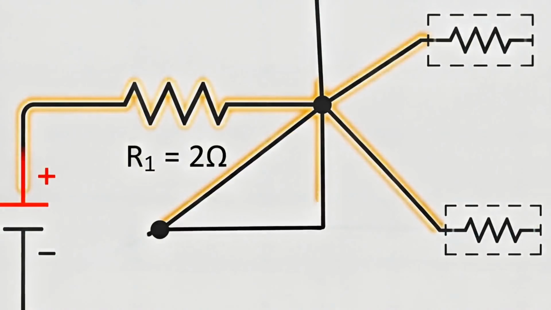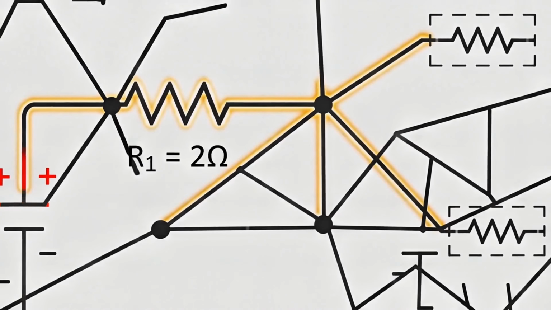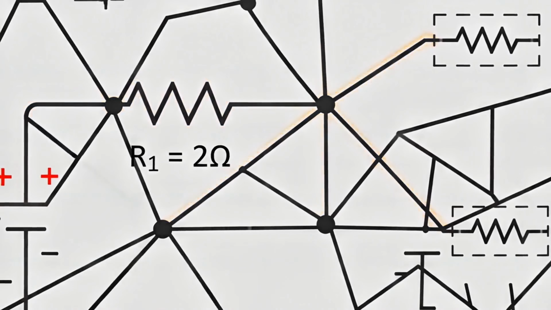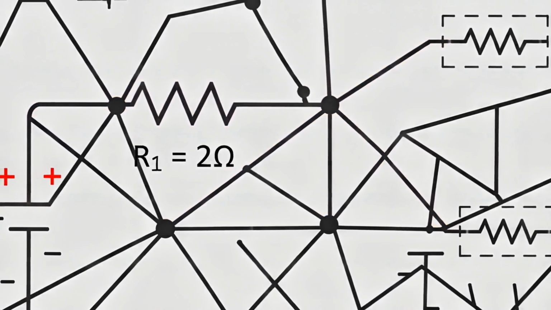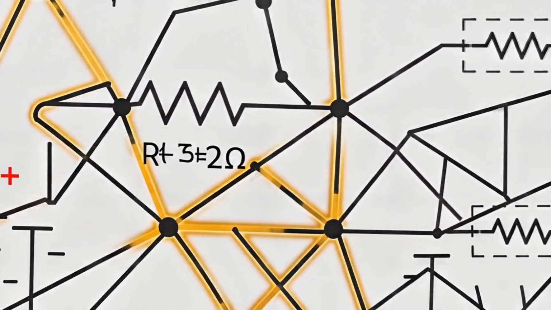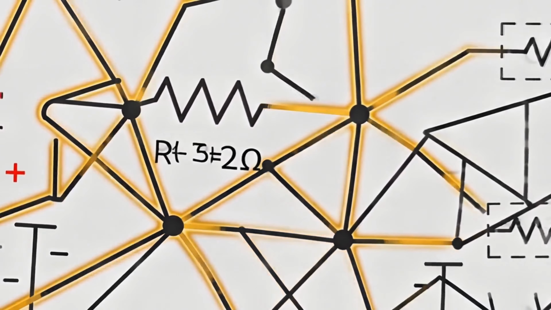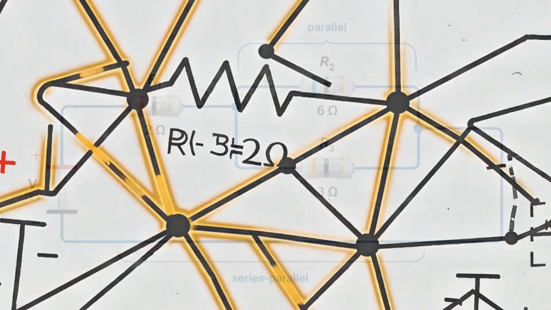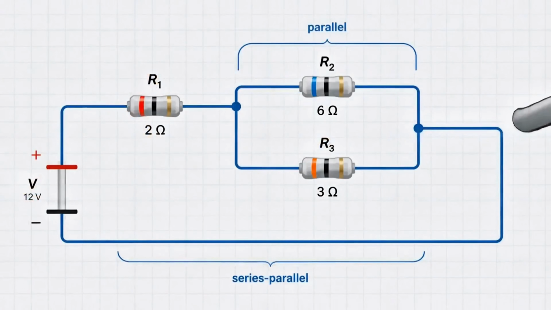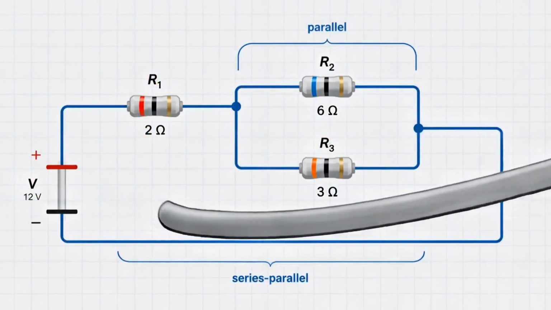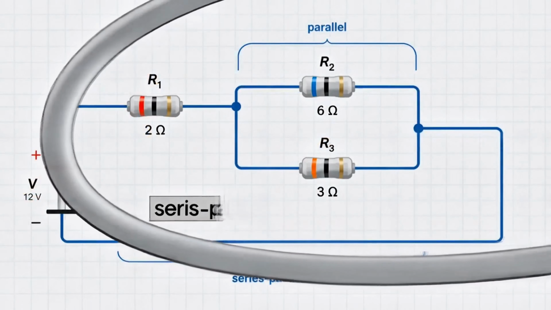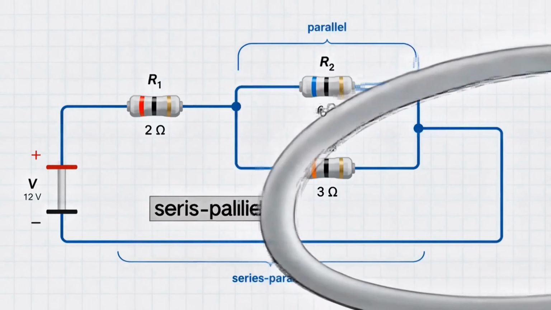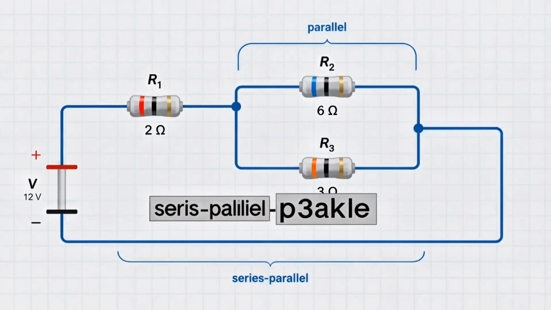Before touching an equation, we must understand the circuit's structure. The 2-ohm resistor, R1, is connected in series with the rest of the circuit. After current passes through R1, it reaches a junction and divides between R2 and R3. Because the 6-ohm and 3-ohm resistors connect across the same 2 points, they are in parallel. This means our circuit is neither completely series nor completely parallel. It is a series parallel circuit.